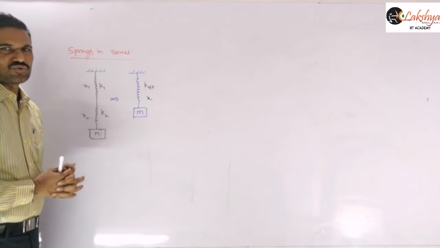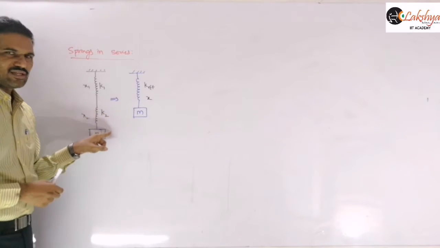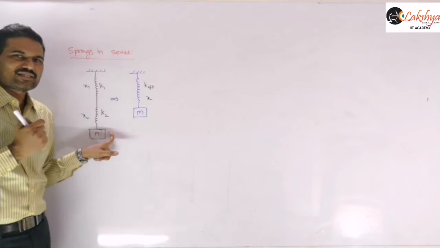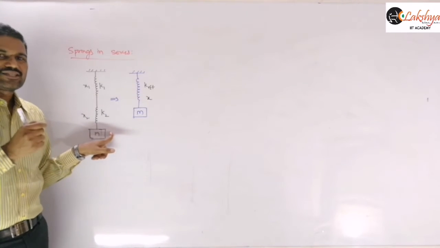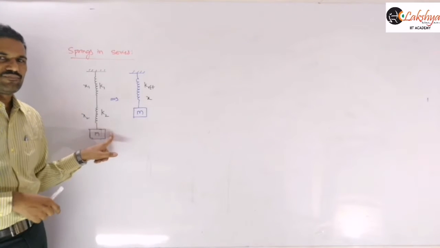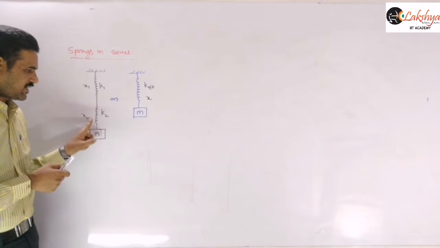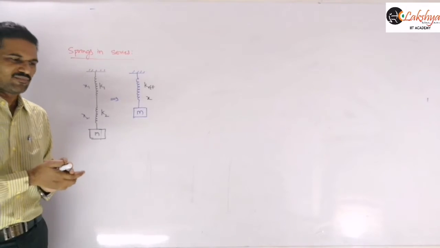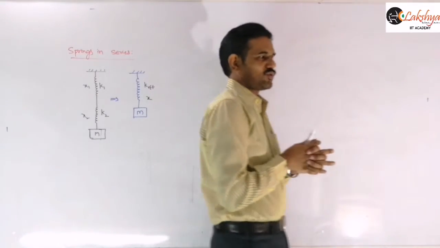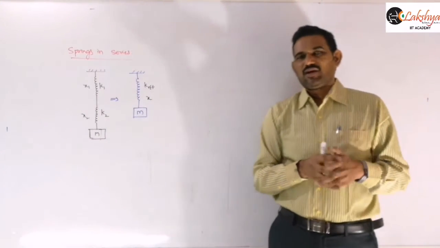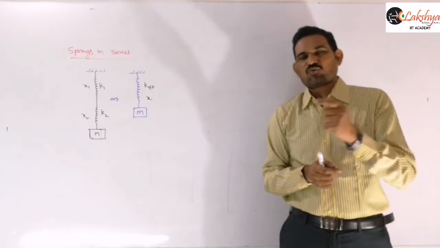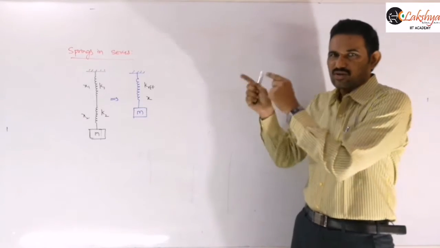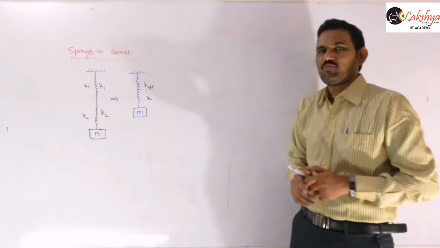The important thing you should note here is that the springs are said to be connected in series when they are connected end to end like this, and when they are connected in series end to end, the spring force developed in them will be the same. Whatever force is developed in this spring, the same force will be developed in this spring. Like in current electricity, I think you know resistors in series and resistors in parallel. When resistors are in series, the same amount of current will flow through them, right? Similarly here, the same amount of force will act on both the springs.